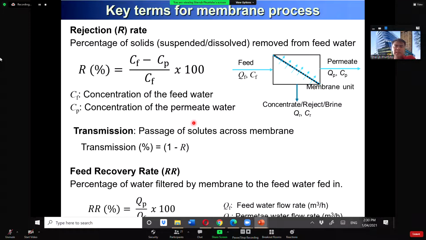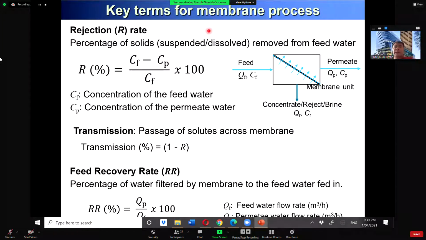There's another term we call transmission. Transmission defines the passage of the solids across the membrane. So basically, if R is the rejection, whatever is not rejected is the transmission. So 1 minus the rejection becomes the transmission. And recovery rate is another term we often use.